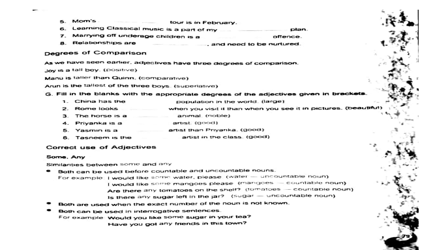And the last one, both can be used in interrogative sentence. We've already done this. Interrogative is nothing but question kind of sentence. Let's look at the example. Would you like some sugar in your tea? Have you got any friends in this town? Okay, so remember, sugar here is uncountable. Friends can be countable or uncountable. It depends on how you use both some and any.